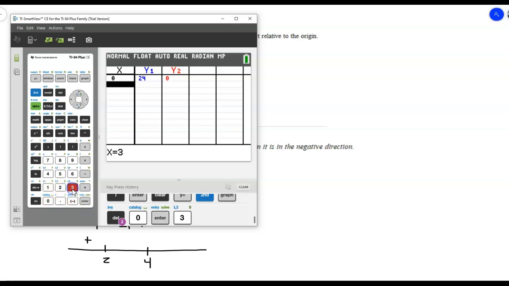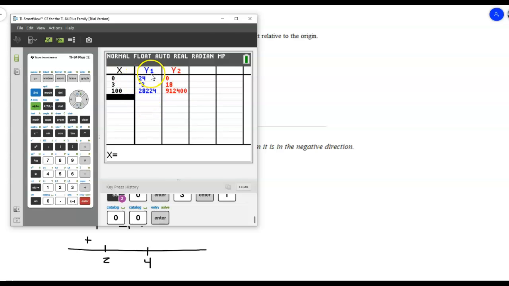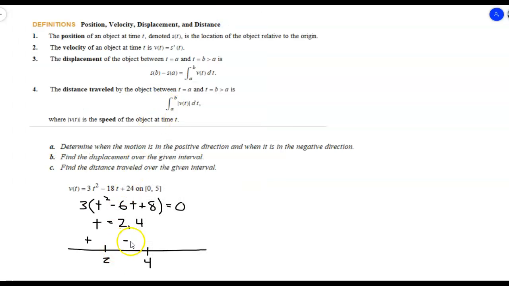If we put a 3 in there, which is right between the 2 and the 4, we get a negative value for y. And if I put anything larger than a 4, let's just be silly and put 100 in there, we'll get a positive value for y. So it's going to be positive, negative, positive. That means it's heading in the positive direction between negative infinity and 2, and also between 4 and positive infinity. And then it's heading in the negative direction between 2 and 4.